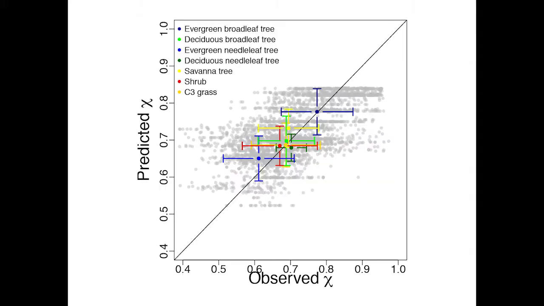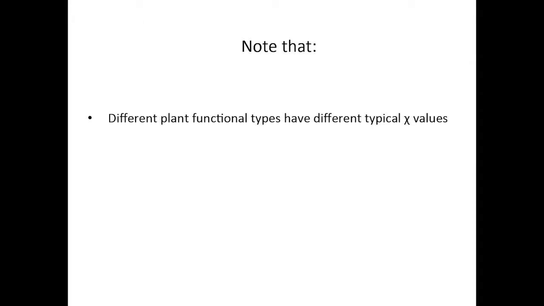And as a result, we can predict, for example, in our data set, we can separate out different plant functional types, and you see that they end up in different places. So different plant functional types, according to the data set, they have different typical values. But it was all predicted with one equation. They have different values because they live in different habitats.